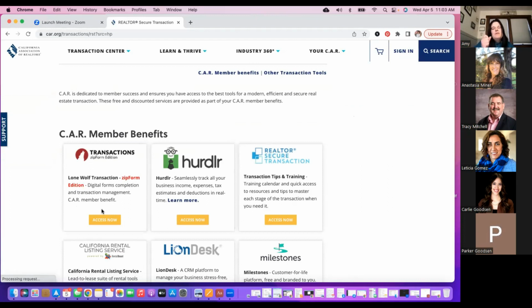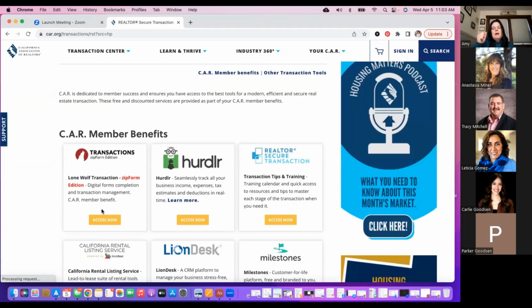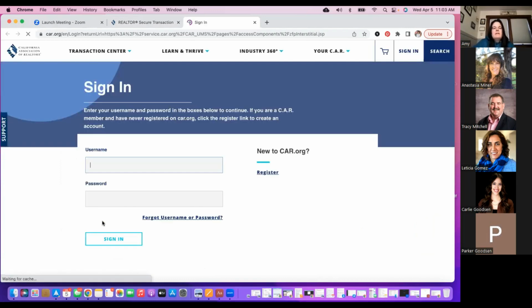And just so you guys know, if you have any questions with technology or tech issues regarding this, that's who you want to contact, is this Lone Wolf, not CAR. They're not going to help you with any of those tech type questions regarding your zip forms. So we're going to click Access Now on that transaction zip form addition.